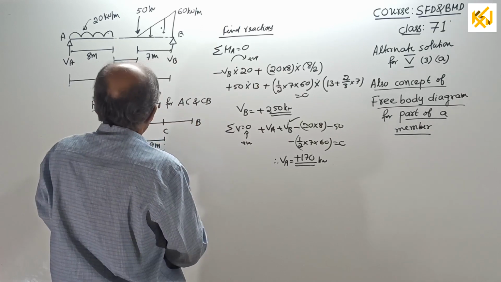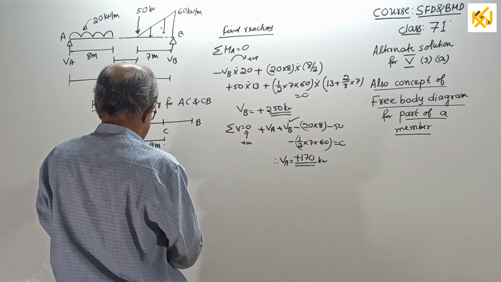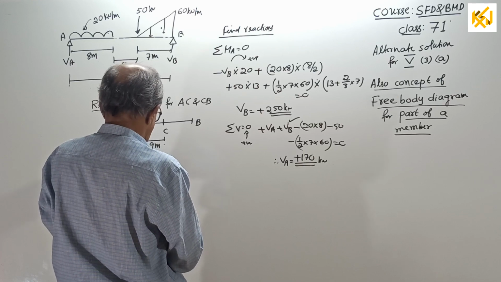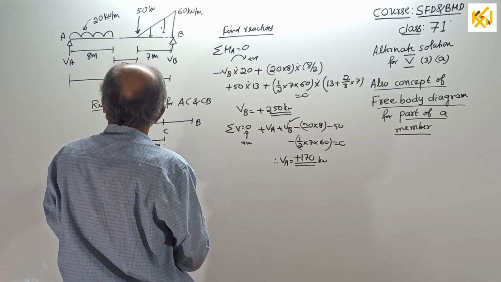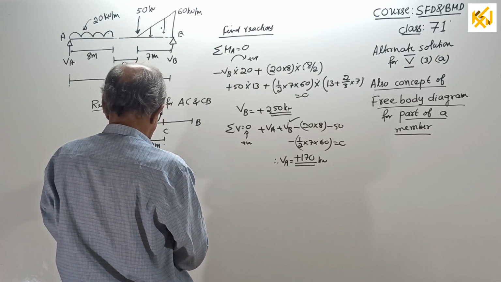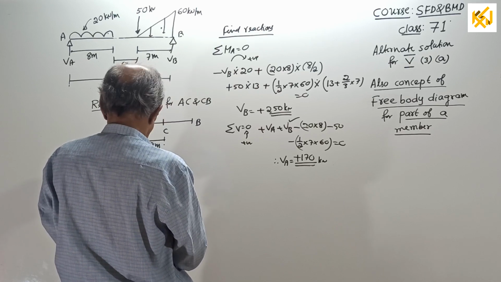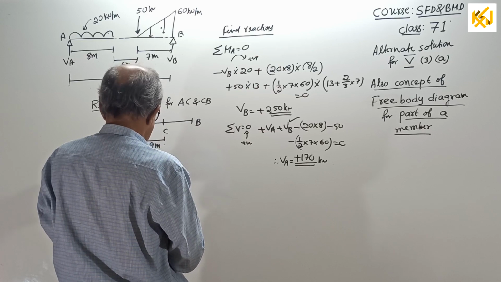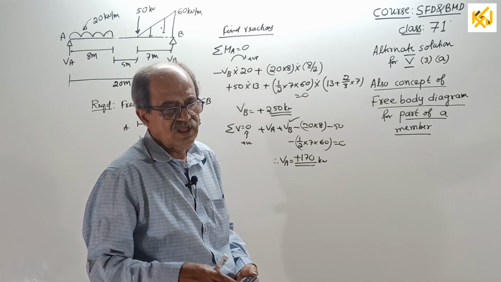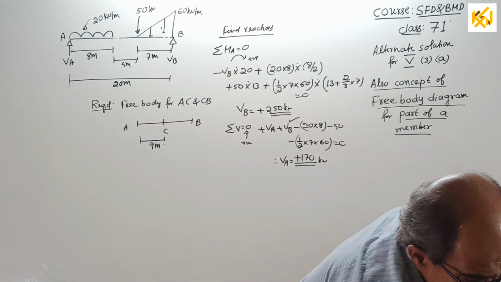Half into 7 into 60 is the load, into 1 by 3 of 7, plus 50 into 7, plus 20 into 8 into 20 minus 4, equal to 0, divided by 20. I got reaction 170. Correct. I got 170. That's all. Now it is guaranteed that the result is tallying.